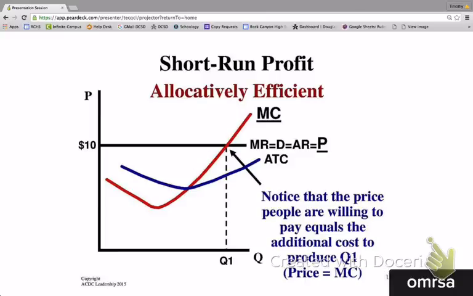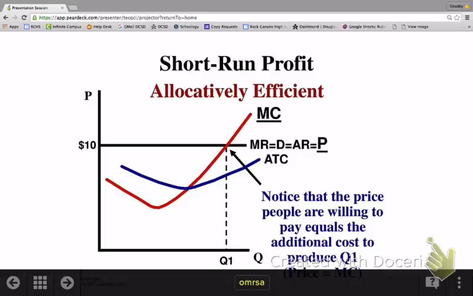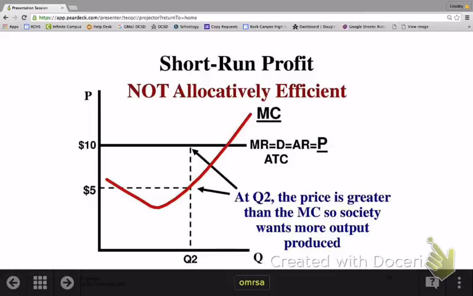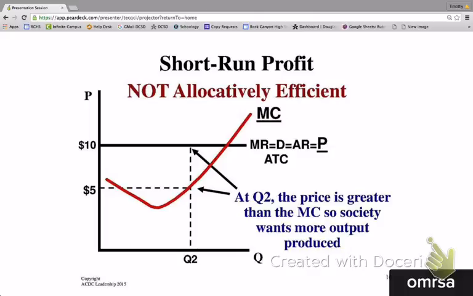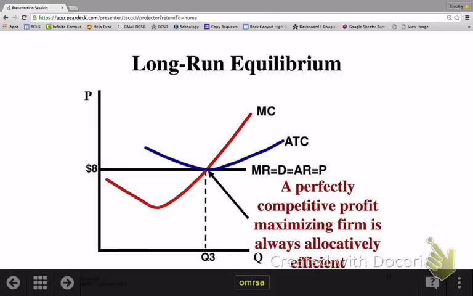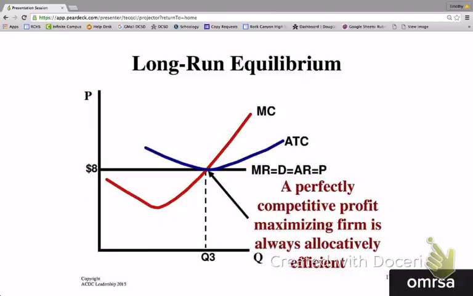We are also achieving allocative efficiency, but notice in the short run, the price people are willing to pay equals the additional cost to produce quantity 1, where price is equal to marginal cost, even when we're making short-run profits. But notice we're not being allocatively efficient here at quantity 2. The price is now greater than the marginal cost, so society wants more output produced. In long-run equilibrium, a perfectly competitive profit-maximizing firm is always allocatively efficient as well.